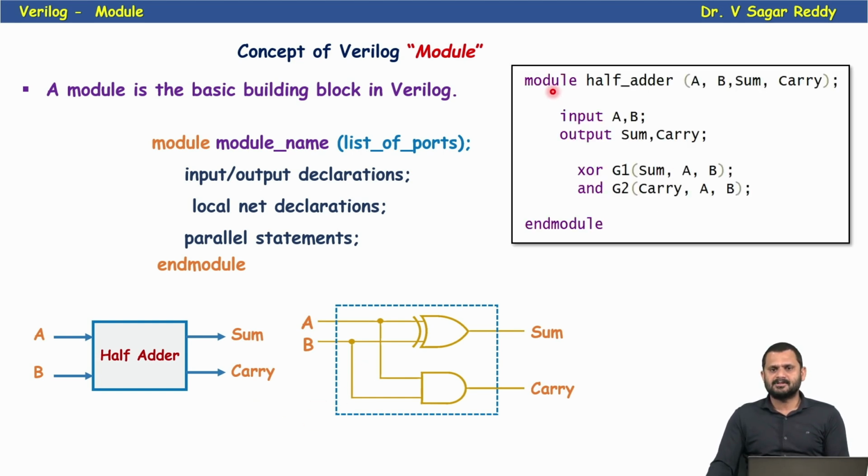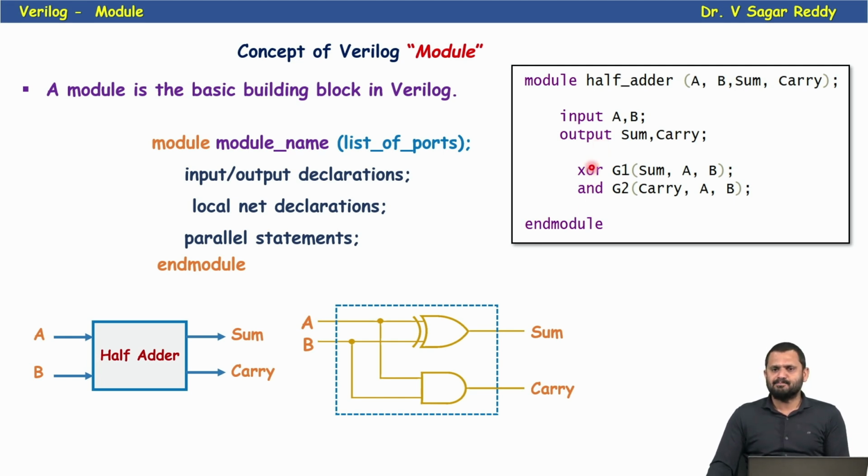Now see, what is the module name here? The module name is half_adder. You can give anything here. So half_adder, and your ports: inputs A comma B, and sum and carry as outputs. These are the list of ports in your module. Now you declare A, B as the inputs and you declare sum, carry as the outputs. So you are declaring those ports as input as well as output.